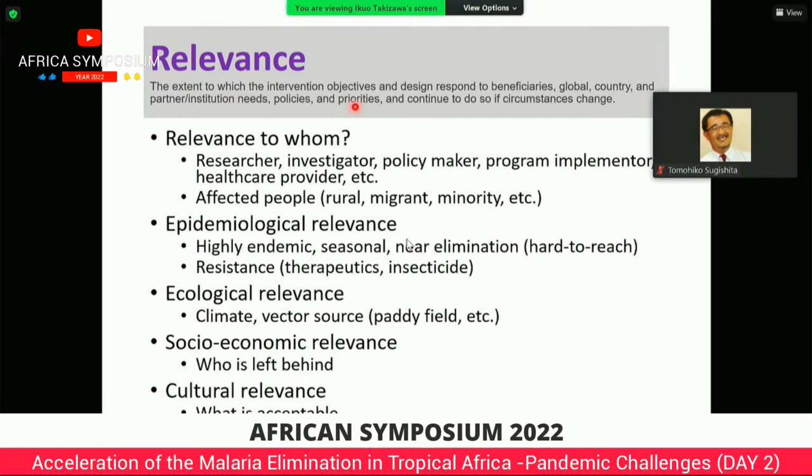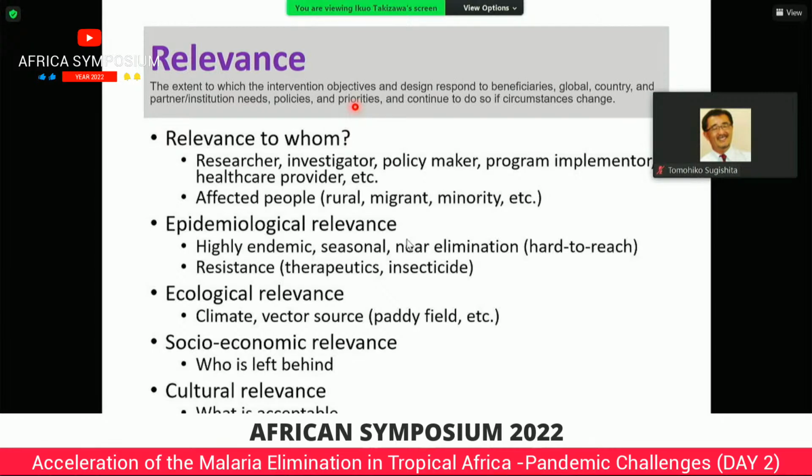And also, we always prioritize the relevance to the affected people, like Professor Kaseji or Professor Were mentioned. We have to talk to or listen to the voice of the people, but they're not homogeneous. So we need to try to be as relevant as possible, but we have to think about relevance to whom. And then there's the issue of epidemiological relevance. Is the target area a highly endemic area or more seasonal transmission or highland? And then, of course, the issue of resistance is there.